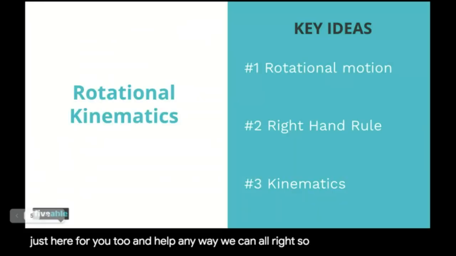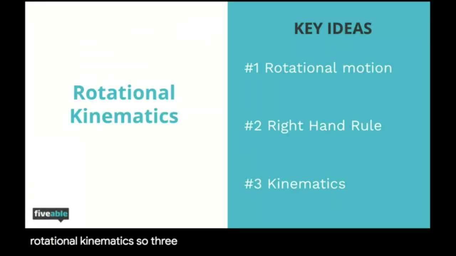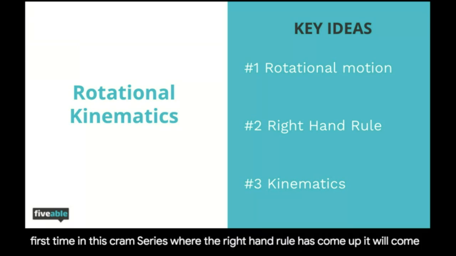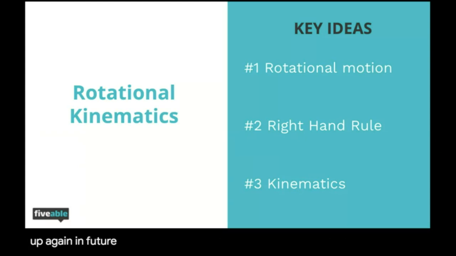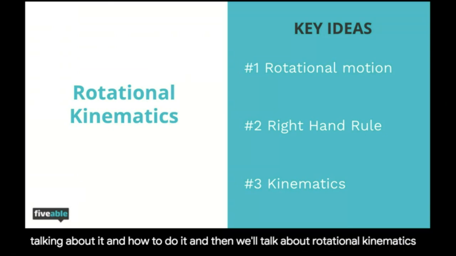All right, so the first section is rotational kinematics. There are 3 key ideas. The first is rotational motion. We're going to talk about what the right-hand rule is. This is the first time in this cram series where the right-hand rule has come up, and it will come up again in future crams, so I wanted to spend a couple of minutes talking about it and how to do it. And then we'll talk about rotational kinematics specifically.